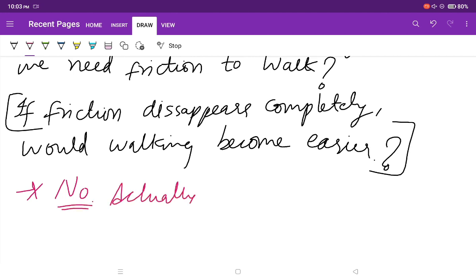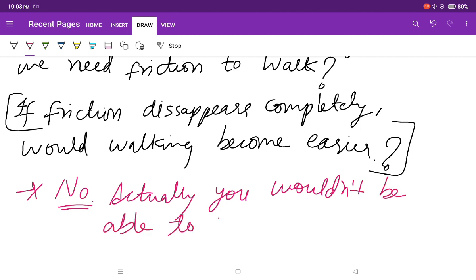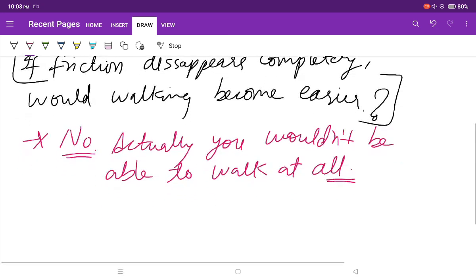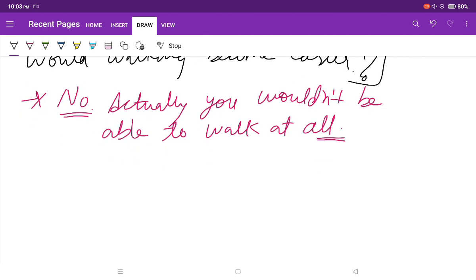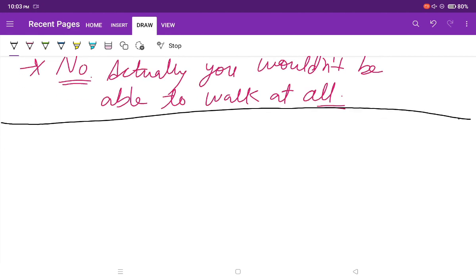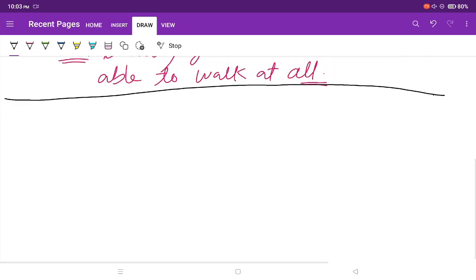Actually, what will happen? You wouldn't be able to walk at all. आप चल ही नहीं सकते फ्रिक्शन के बिना. You wouldn't be able to walk at all, right? So let's understand what happens when you walk.